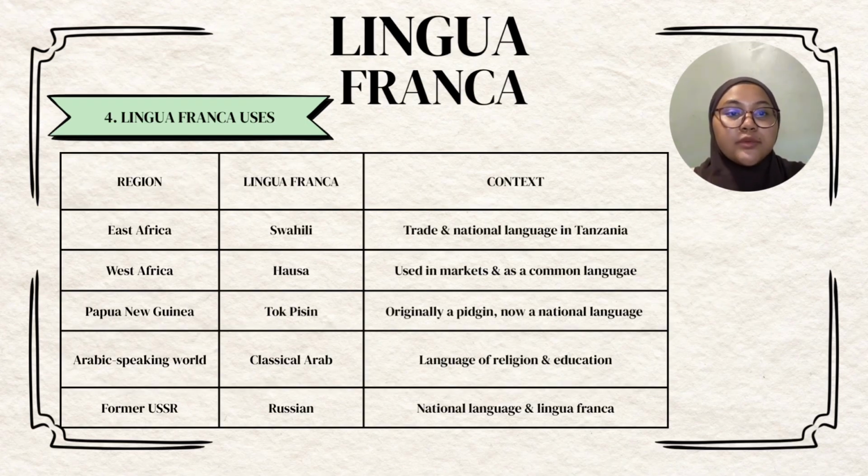For example, Swahili is widely used in East Africa, especially in Tanzania. Hausa is a marketplace language in West Africa. Tok Pisin, originally a pidgin, became a national language in Papua New Guinea. Classical Arabic is used across the Arab world, especially in religion, and Russian was used in the former Soviet Union as an official language. These examples show how lingua francas play an important role globally.